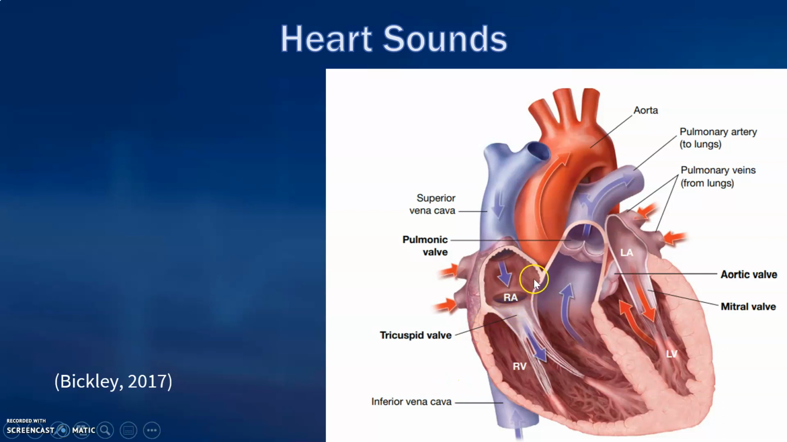Now, the second heart sound comes from the pulmonic valve. The valve that separates the right ventricle from the pulmonary artery is called the pulmonic valve, and the valve that separates the left ventricle from the aorta is called the aortic valve. Together, they're called the semilunar valves.